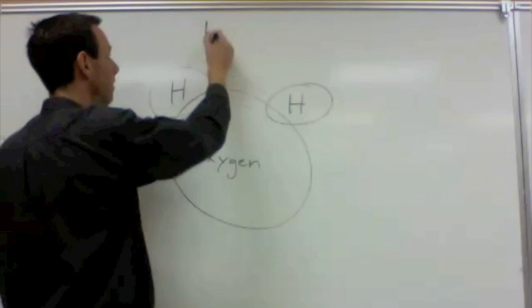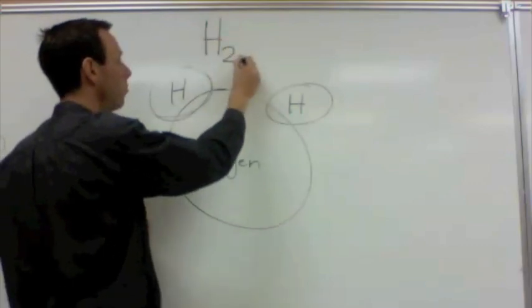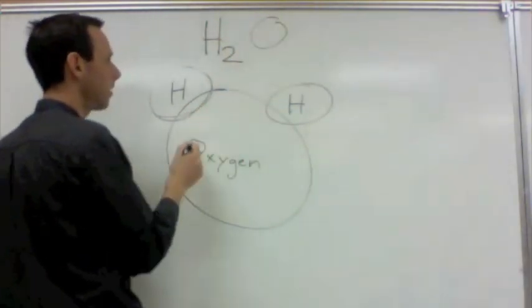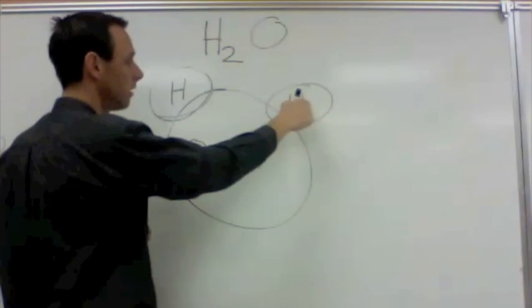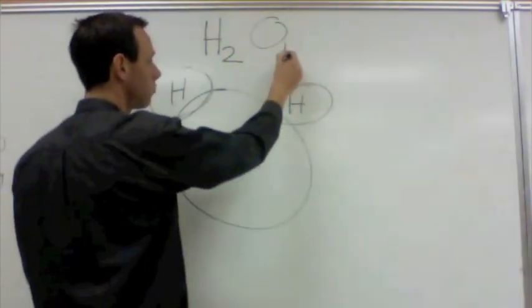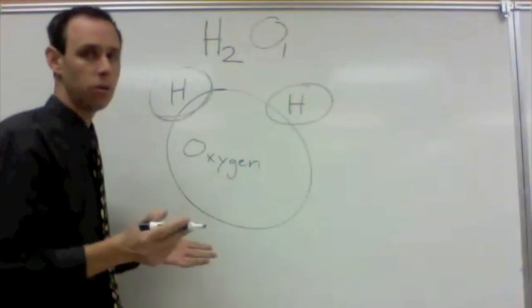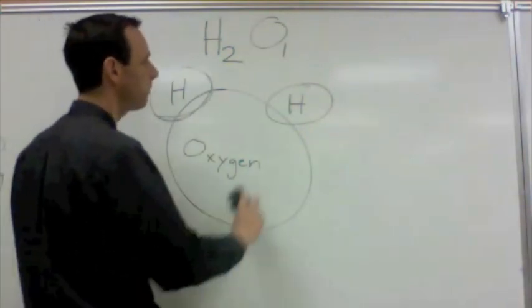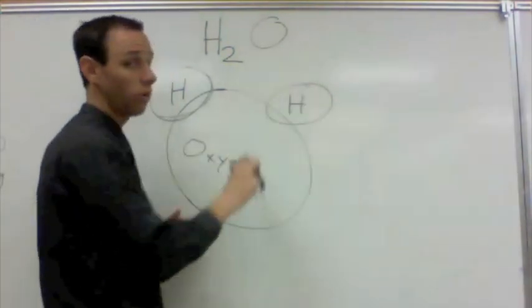We would write it like this, H2O, because there's 2 hydrogen and 1 oxygen. Now you really could say H2O1, but the 1 is implied, so we never do write the 1, even though it truly is there.